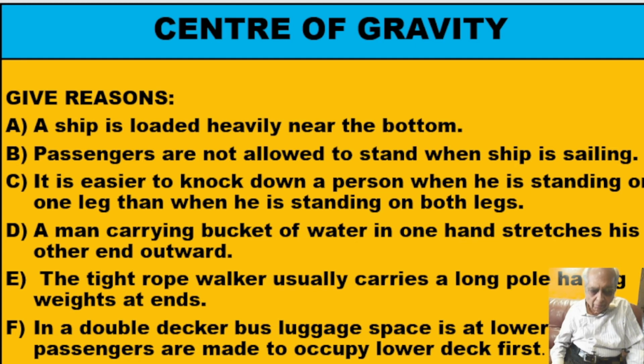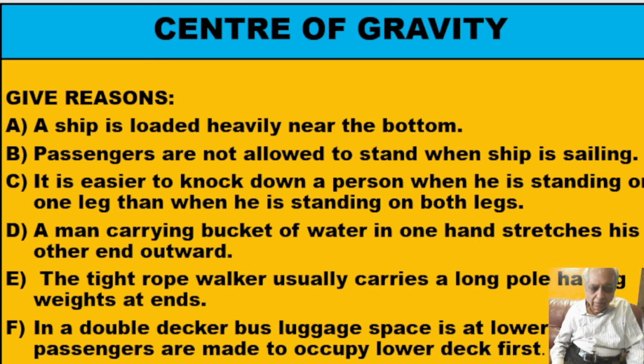Now let us see next one. It is easier to knock down a person when he is standing on one leg than when he is standing on both the legs. If a person is standing on one leg, then the base is small compared to when he is standing on both the legs. So when the base is wide, then the stability is more. So to increase the stability, we are more stable when we are standing on both the legs.